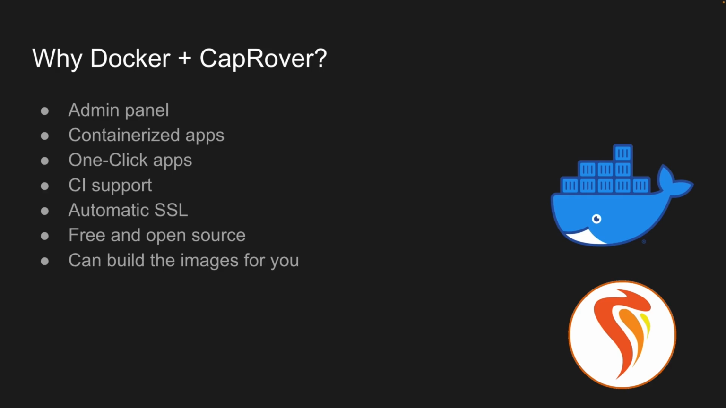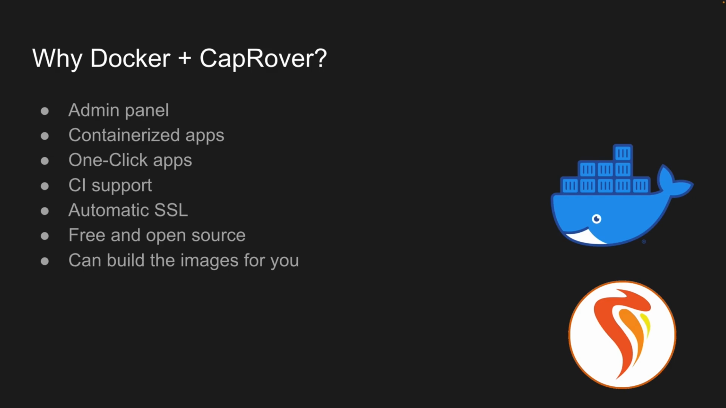CapRover also has continuous integration support, and we're going to show that in the demo, how we will connect it to GitHub CI, GitHub Actions, to have a full CI flow. Another great feature of CapRover is automatic SSL certificates. It's going to use Let's Encrypt, and you're going to get free SSL for all of your apps.